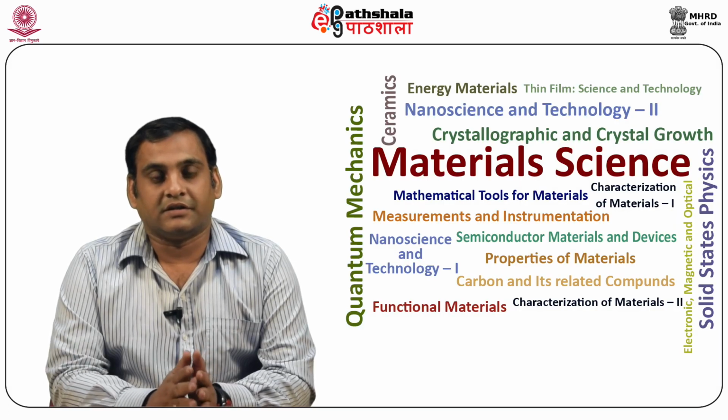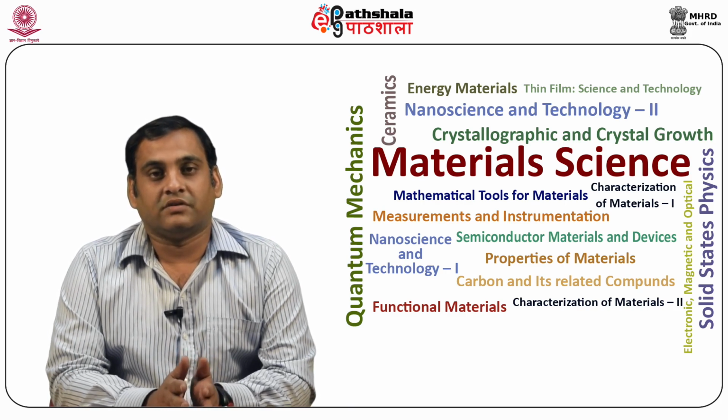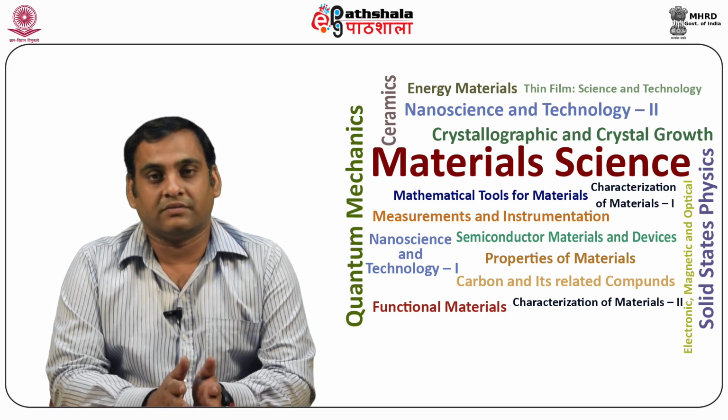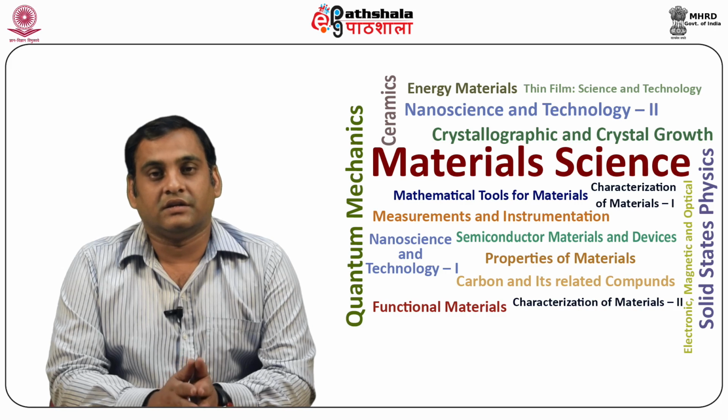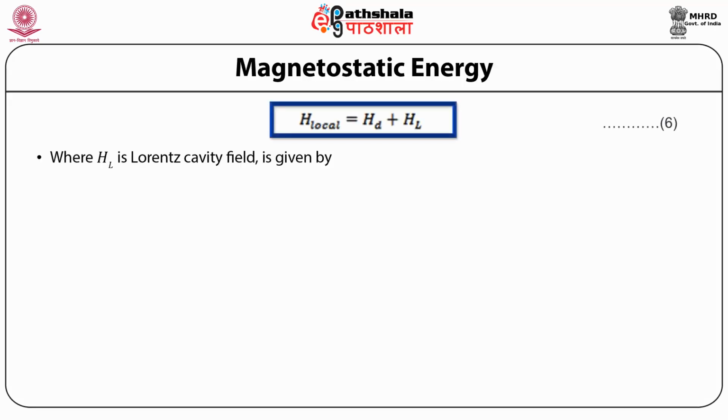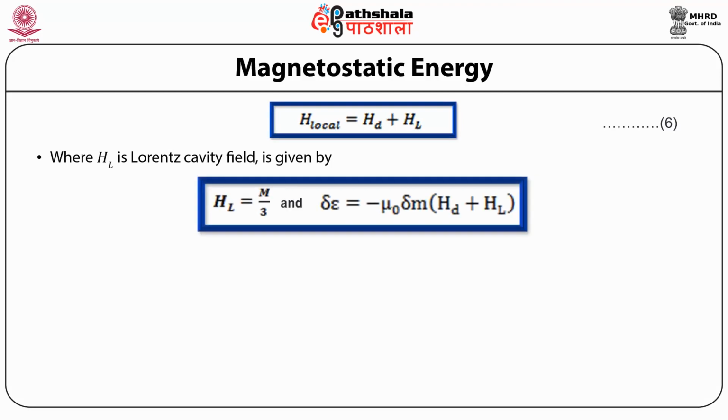Self-energy. These ideas can be extended to calculate the dipole-dipole interaction energy in a solid. We consider the energy of a body with magnetization M(r) in a magnetic field. The result is different according to whether the field in question is an external field H or the demagnetizing field Hd created by the body itself. Here we discuss the second case, considering first a small moment delta m at a point inside the macroscopic magnetized body. The energy needed to bring the small moment into position is delta E is equal to minus mu 0 delta m into H local, where HL is the Lorentz cavity field and is given by HL is equal to M by 3, and delta epsilon is equal to minus mu 0 delta m into (Hd plus Hl).